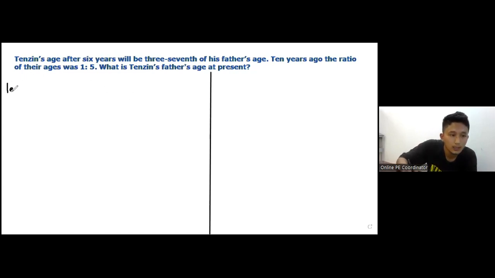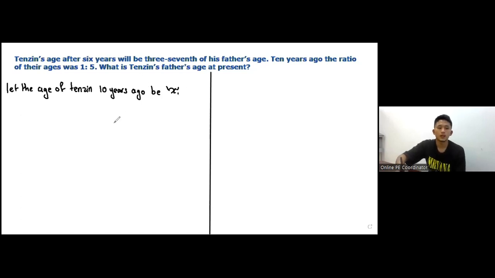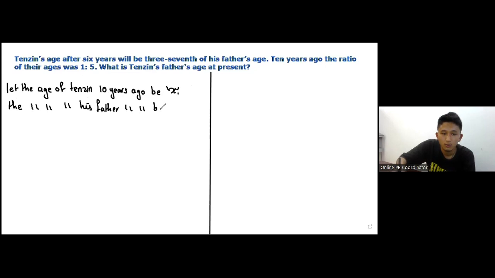So let the age of Tenzin 10 years ago be x. Let the age of Tenzin 10 years ago be x. Then the age of his father 10 years ago will be assigned as well.